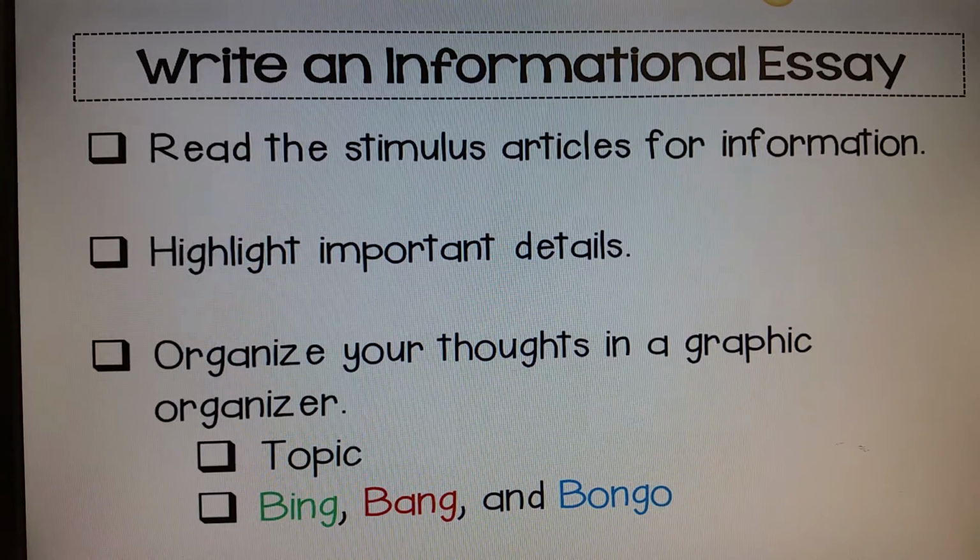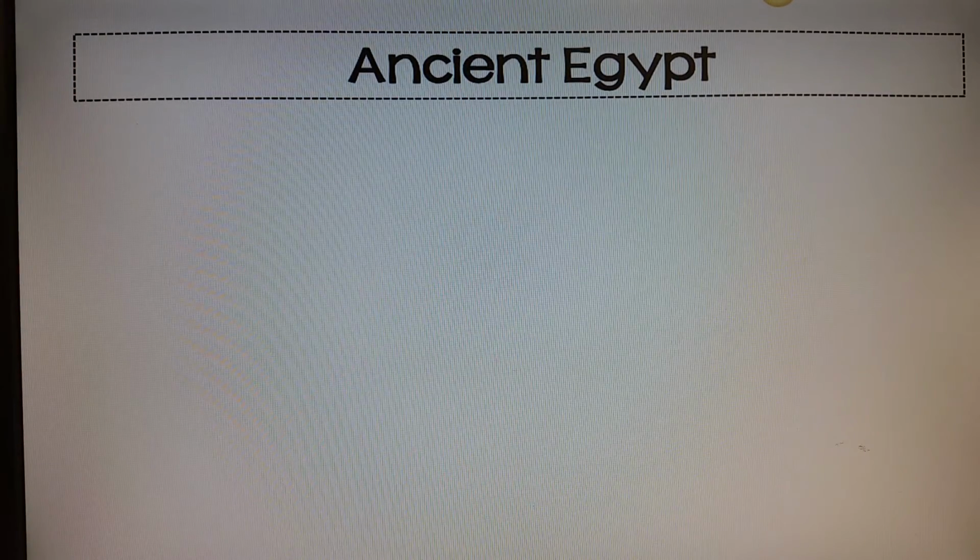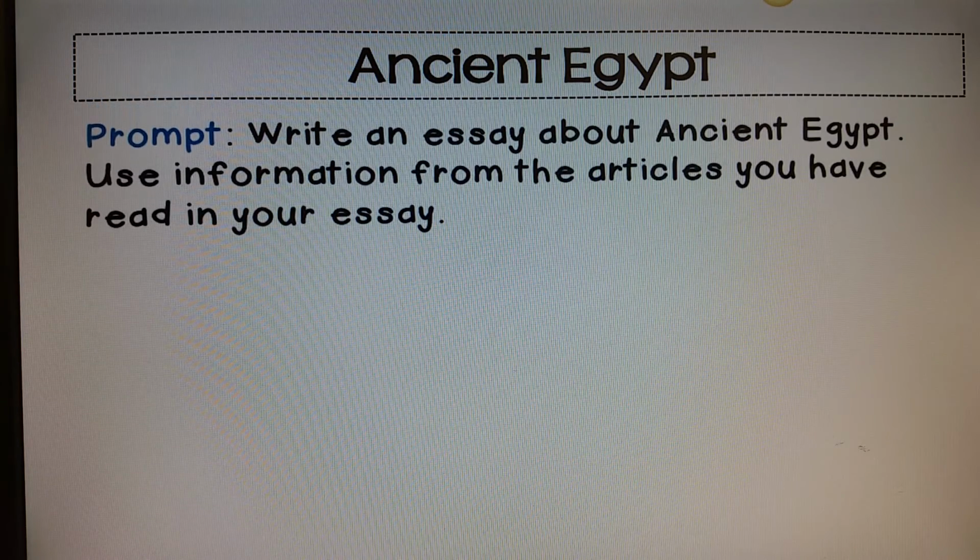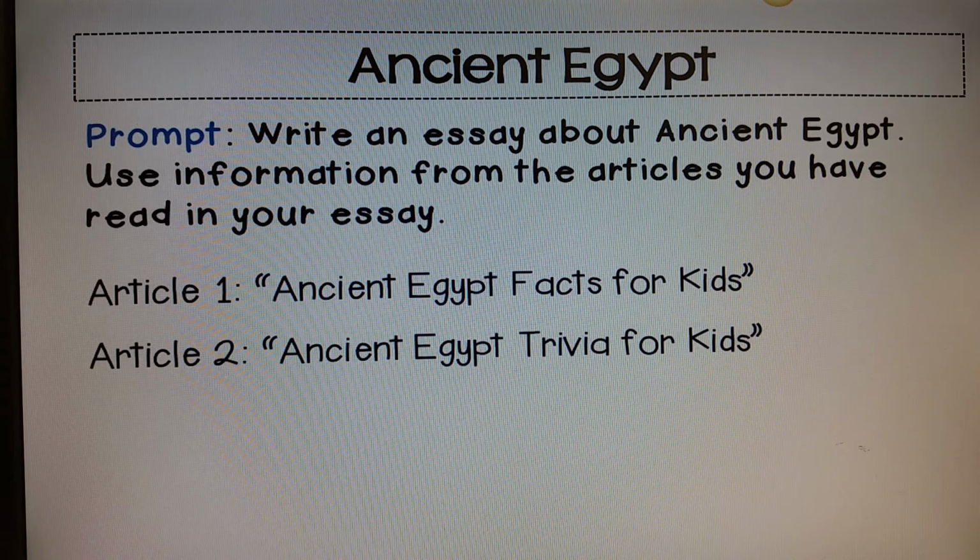Our topic for today's lesson and this essay assignment will be ancient Egypt. This is what you've been learning about in your social studies class, so hopefully you've found some things that have been interesting to you. The prompt you will be writing to is to write an essay about ancient Egypt. Use information from the articles you have read in your essay. The 2 articles we will be reading are Ancient Egypt Facts for Kids and Ancient Egypt Trivia for Kids. Both of these articles can be found on Buzzle.com.